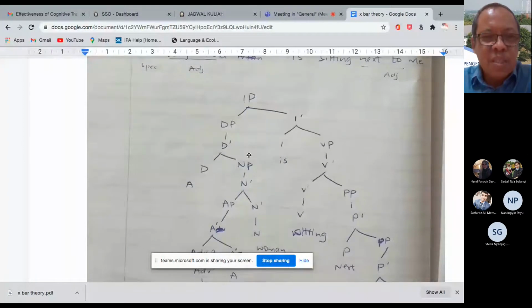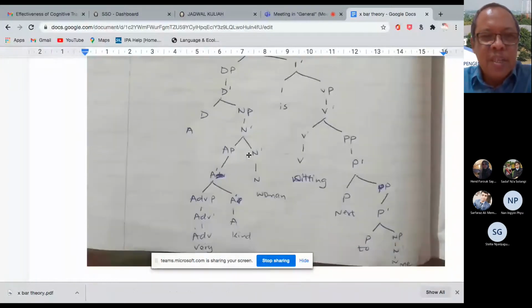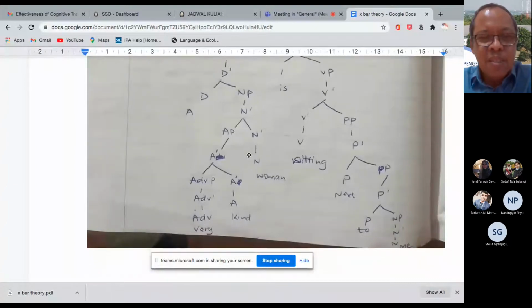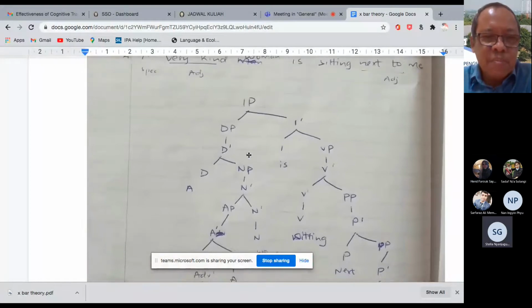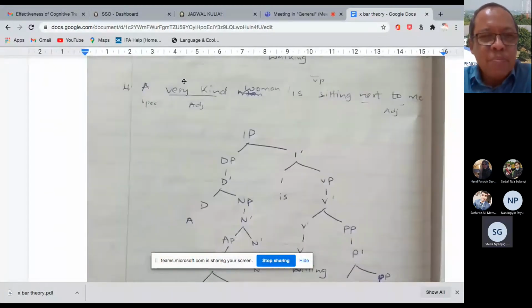Okay, scroll down again. Yep. "Very kind" is one unit. Can you explain here? Is it an adjunct or a complement? "Very kind" is an adjunct. Okay, this is an adjunct. This is a woman. It modifies "woman". Yep. Explain now, please.